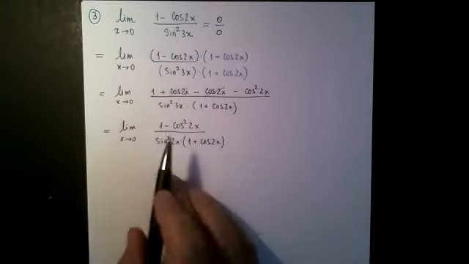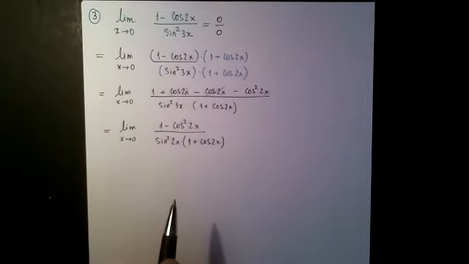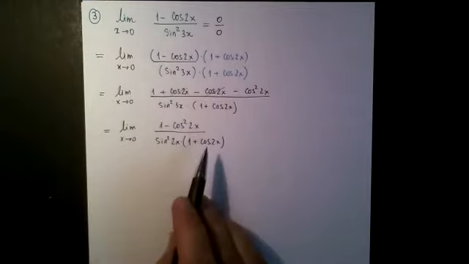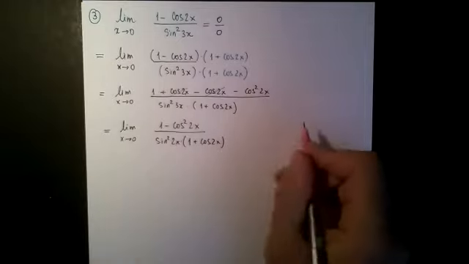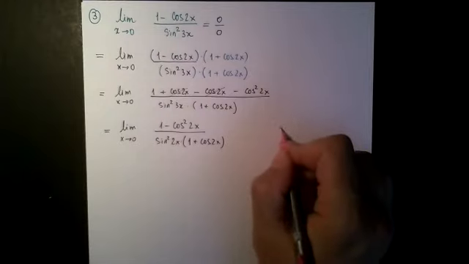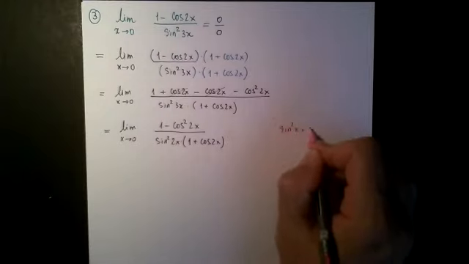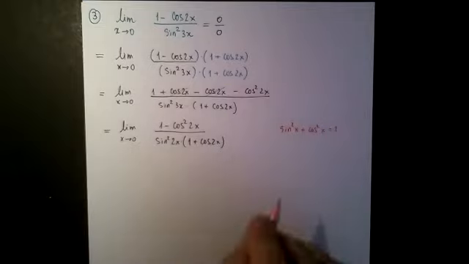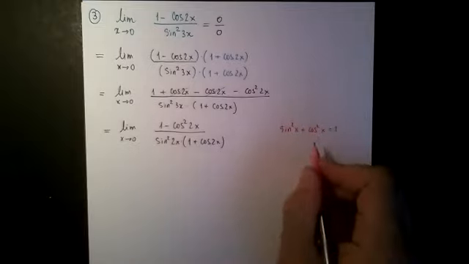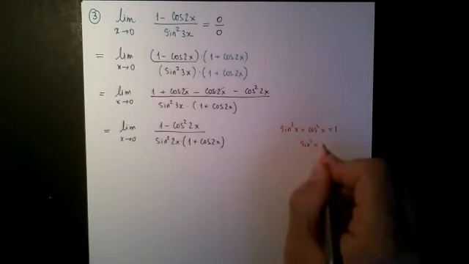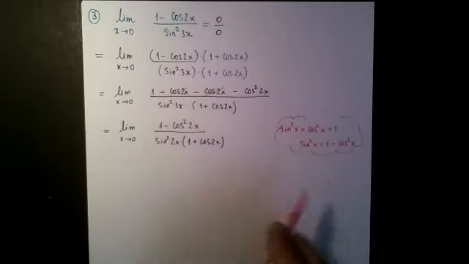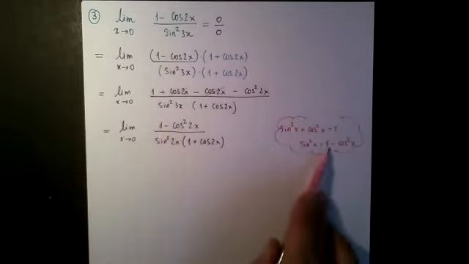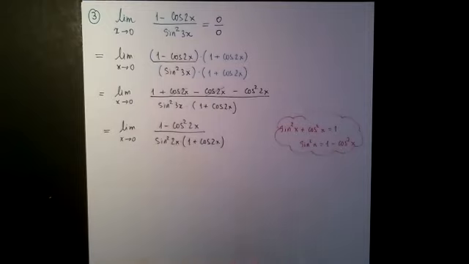Do you know what 1 minus cos squared is equal to? Sine squared x. Yes, this is sine squared x, because when we were reviewing trigonometry, we showed that sine squared x plus cos squared x is equal to 1. So if I move the cos squared to the right side, I get sine squared x is 1 minus cos squared x. So here I have 1 minus cos squared, so the top is equal to sine squared.